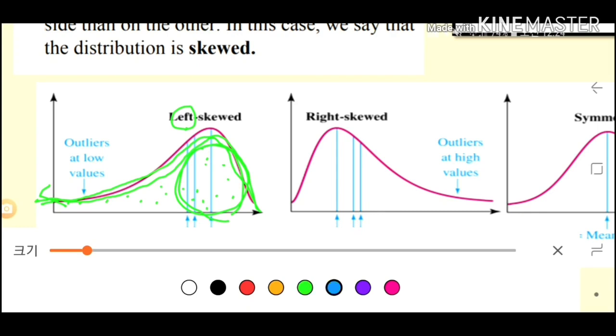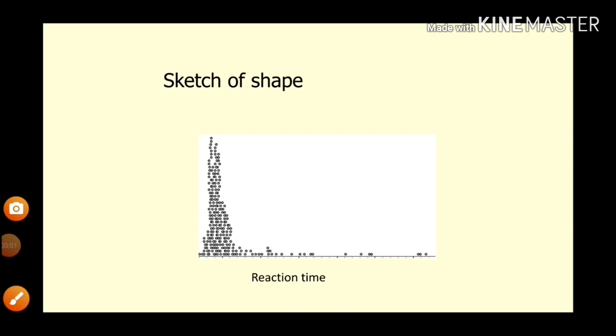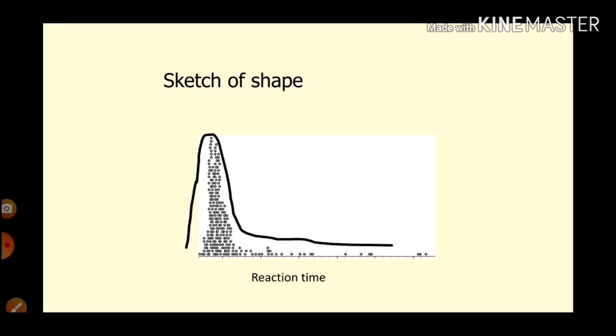Okay, this one again. I'm going to put a thick blanket on top. Where's my tail? This is my tail. It's on my right hand side, so I call it right skewed. Let's again sketch the shape, putting the very thick blanket on top. What would it be, right skew or left skew? My tail is on the right hand side, so therefore it's right skewed.